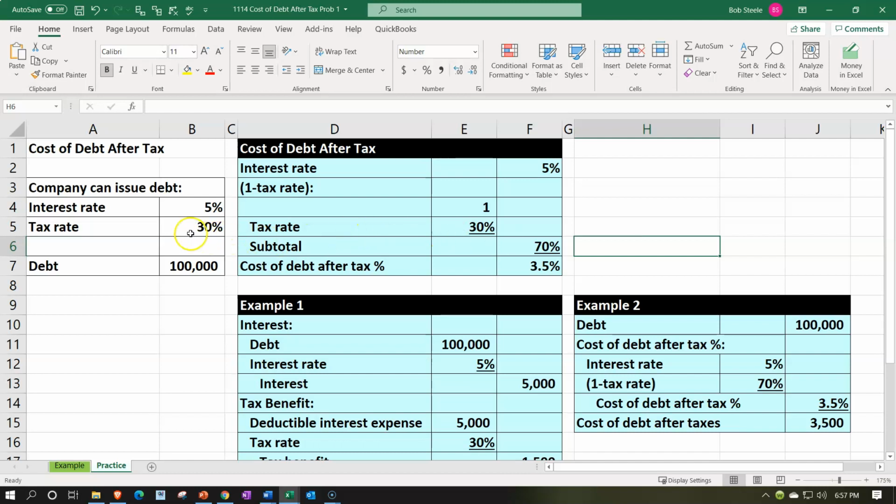And when you're thinking about taxes, the question is, when will taxes have an impact? And then how are you going to calculate that impact? When you're talking about financing, taxes have an impact when you're talking about financing through debt, but not when you're talking about financing through equity. There's other costs related to equity, so we'll get to those later.